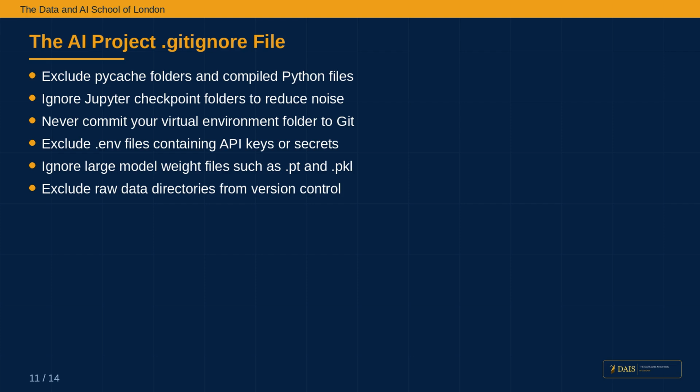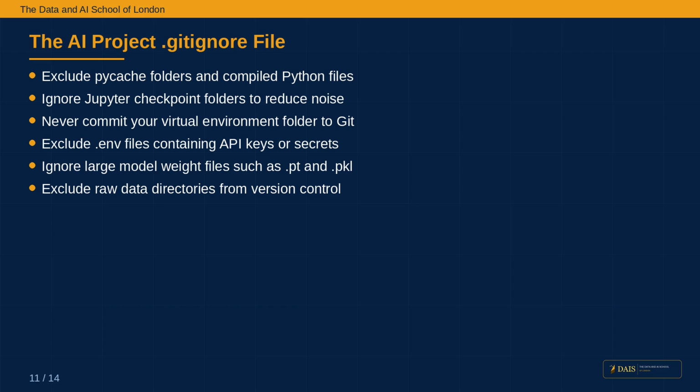Without it, you risk committing your entire virtual environment, which can be gigabytes in size, or accidentally pushing API keys stored in environment files. Your .gitignore should always exclude the __pycache__ directory, compiled Python files, Jupyter checkpoint folders, your virtual environment directory, any .env files, and model weight files with extensions like .pt, .pth, .h5, and .pkl.